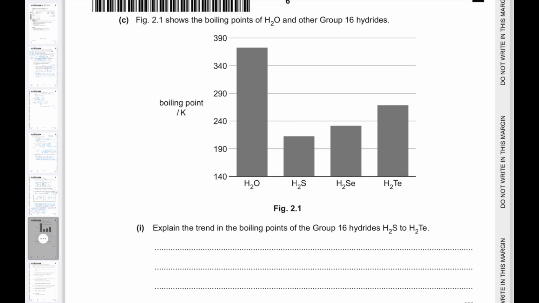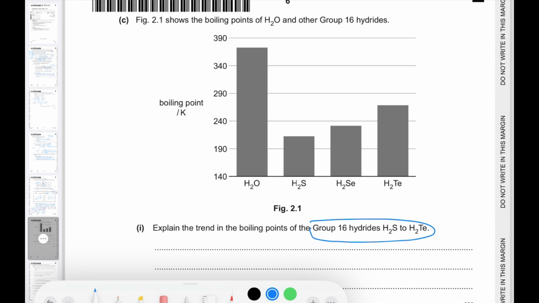Figure 2.1 shows the boiling points of water and other group 16 hydrides. Part 1, explain the trend in boiling points of group 16 hydrides from sulfur hydride to tellurium hydride. Alright, let's start with the factor that determines the boiling point of group 16 hydrides. The boiling point of these compounds depends on the intermolecular forces found in them. That means the forces of attraction found between, let's say, two molecules of hydrogen sulfide.